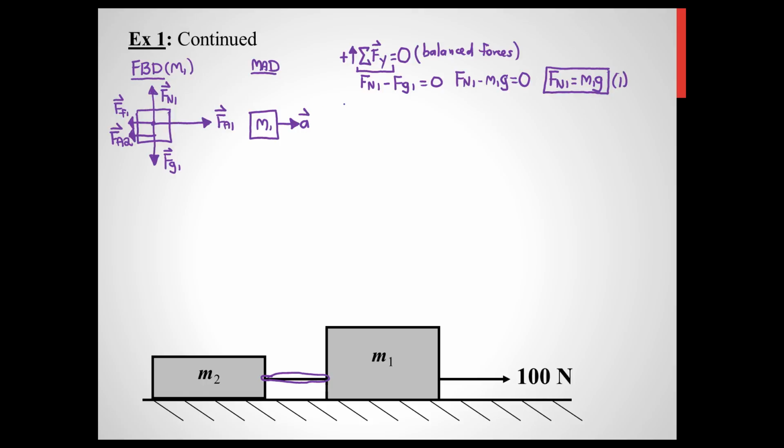In the horizontal direction, let's say right is positive, and I want to find the sum of the forces in the x direction. This time I'm accelerating, so that would be equal to mass times acceleration in the x direction. If you have acceleration in the x direction, that's a result of your forces being unbalanced.